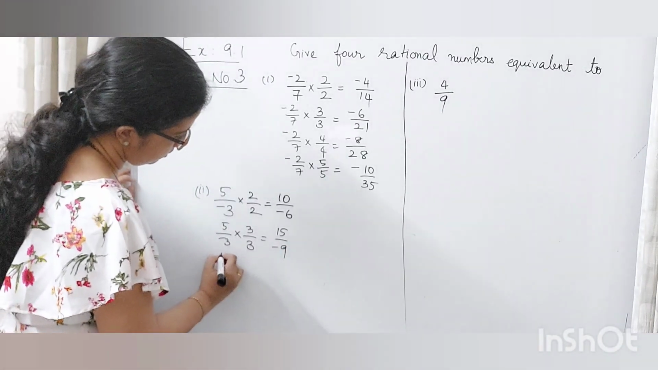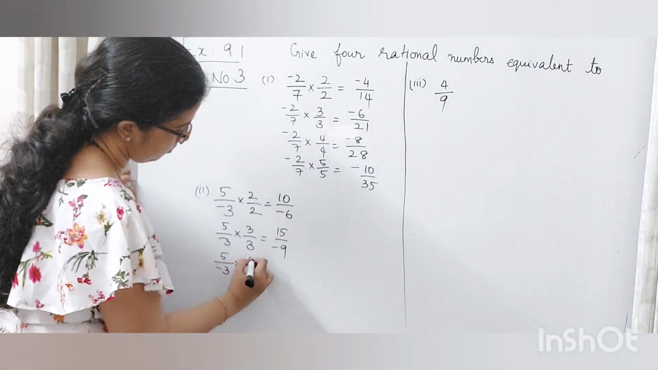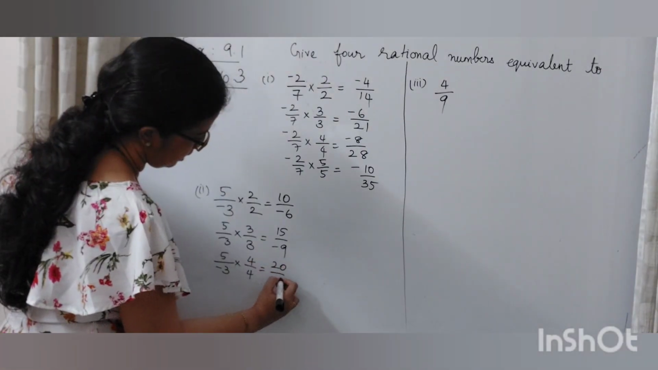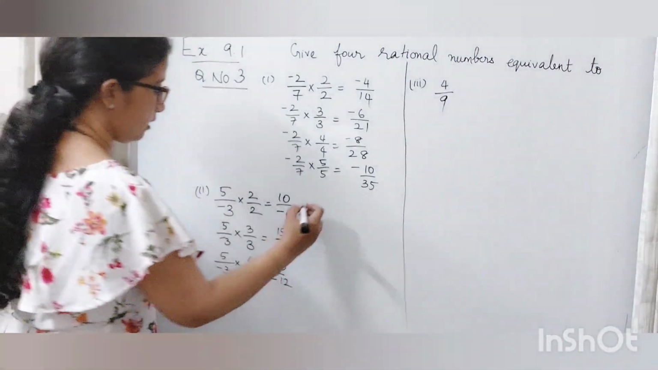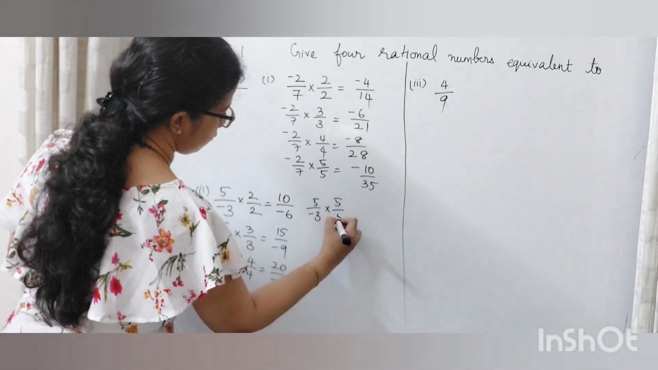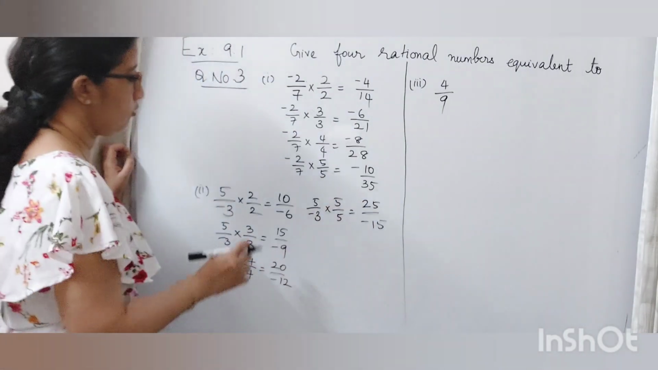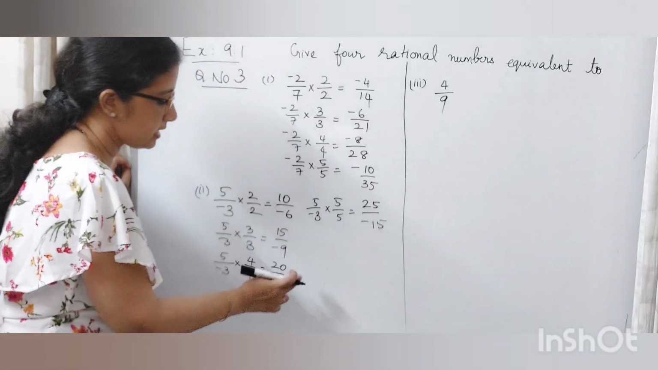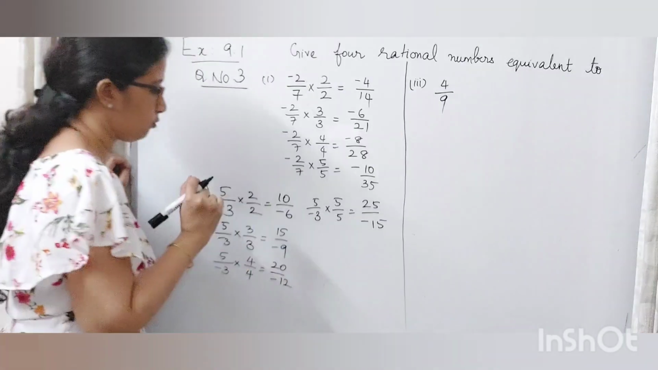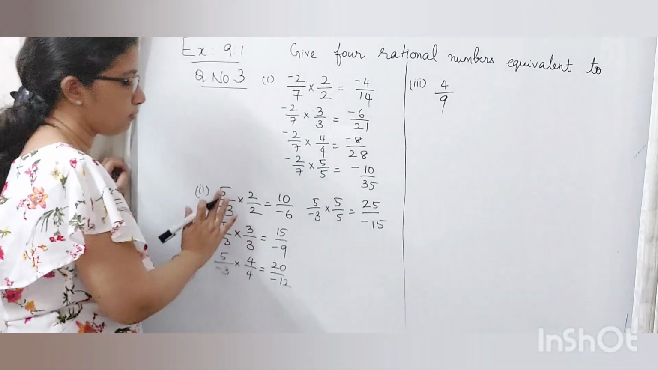Again, 5 by minus 3 into 4 by 4, what will you get? 20 by minus 12. Again, 5 by minus 3 into 5 by 5, if we do, you will get 25 by minus 15. So 10 by minus 6, 15 by minus 9, 20 by minus 12, 25 by minus 15. All these things are equivalent to what? 5 by minus 3. So this is how you have to find the equivalent of a rational number.